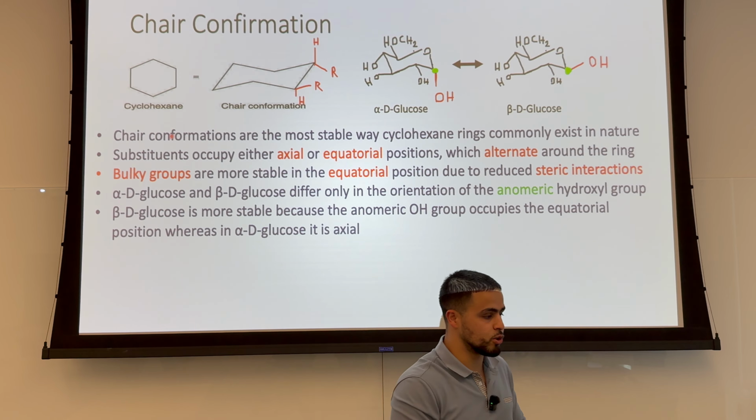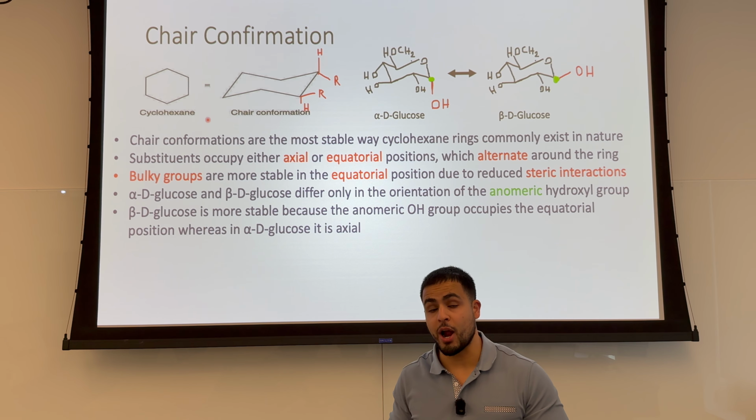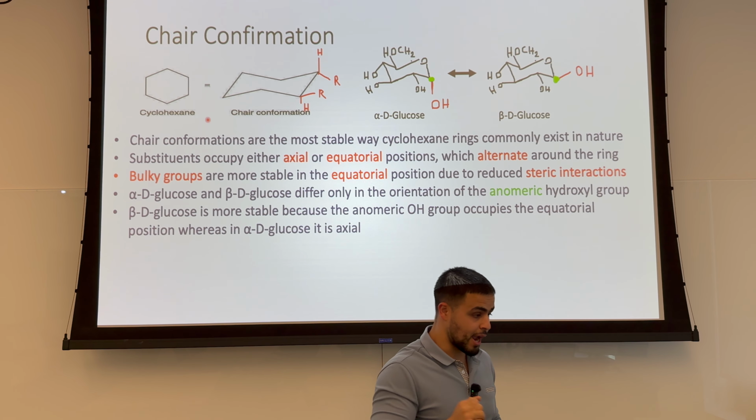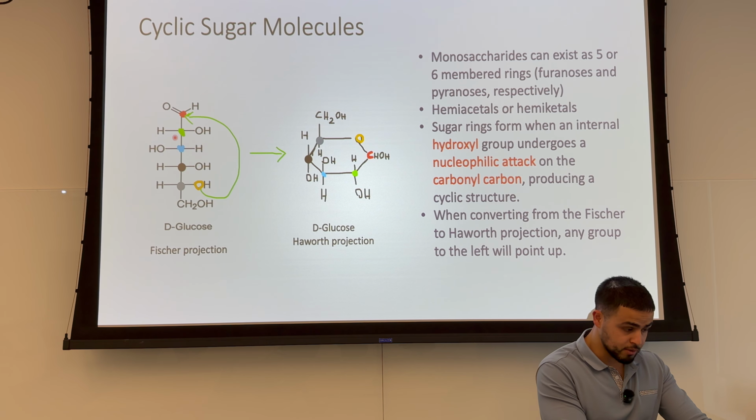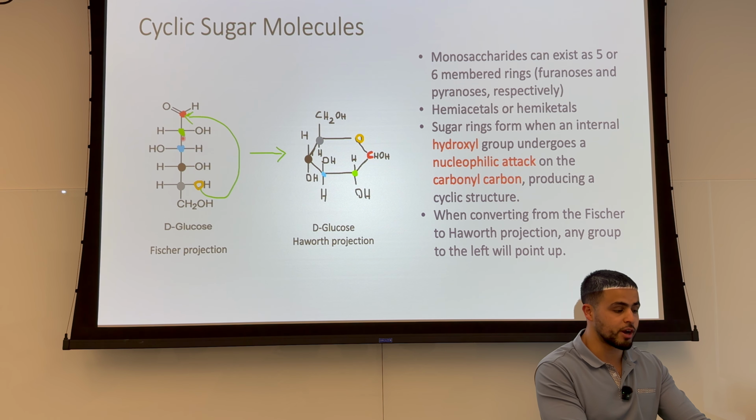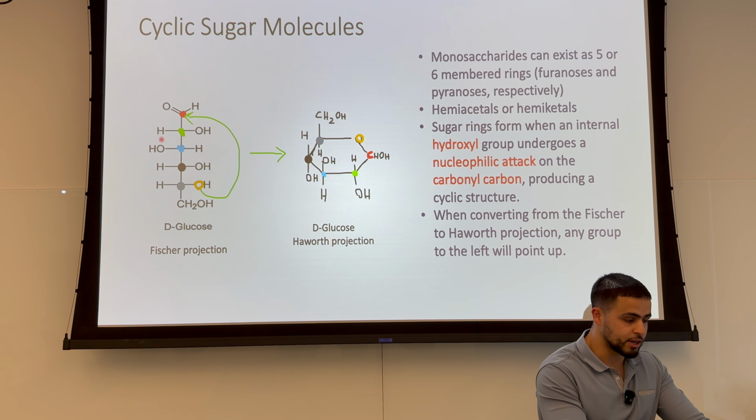It's just more stable. And in the case of carbohydrates, those groups are either going to be a hydroxyl group or a hydrogen atom, right? Because if you look at the structure of glucose right here, the carbon atoms are all attached to either a hydroxyl group or a hydrogen atom.